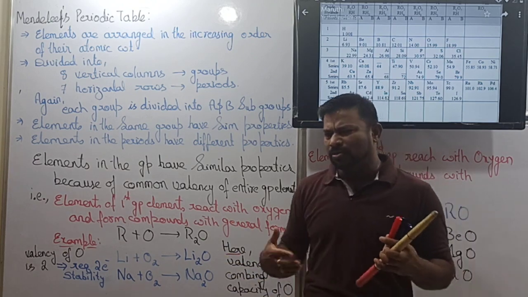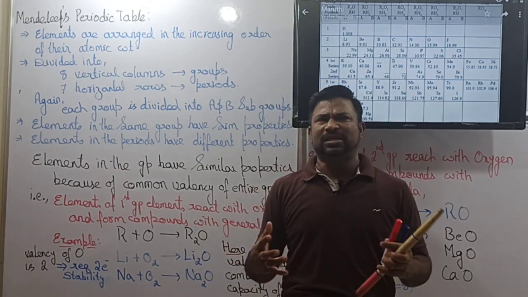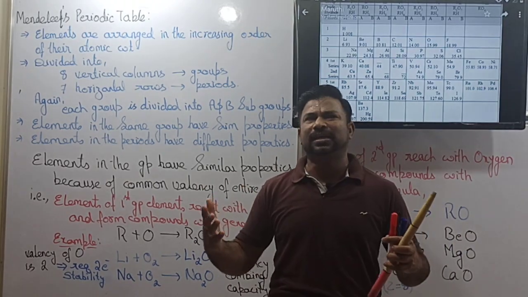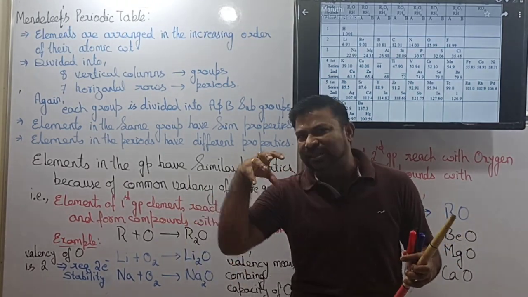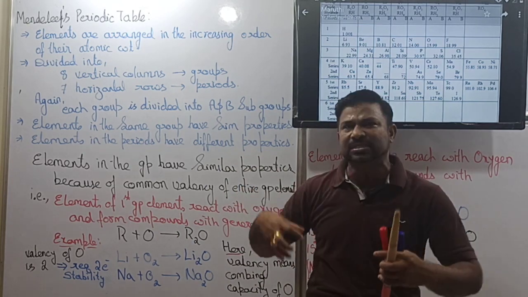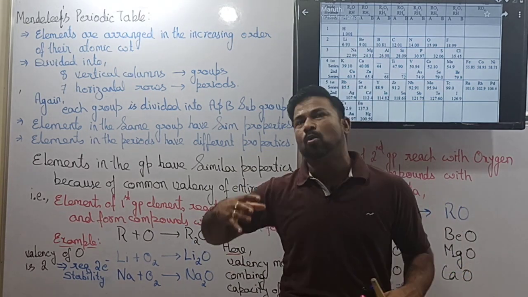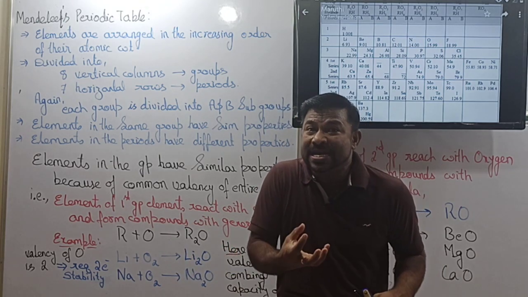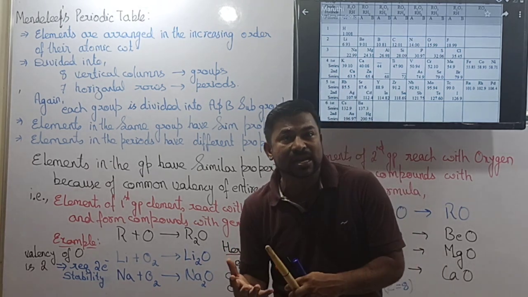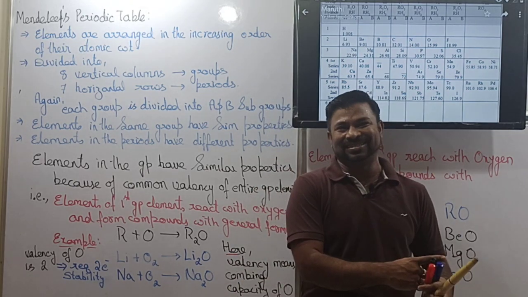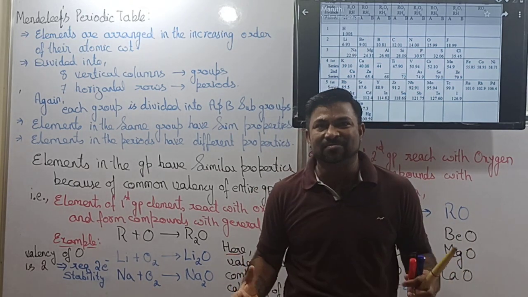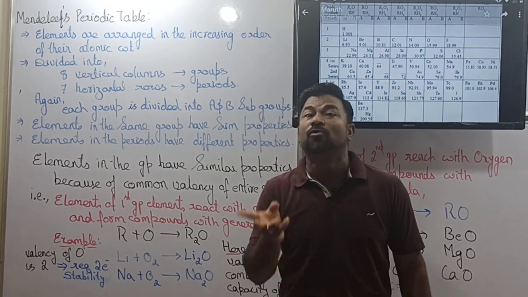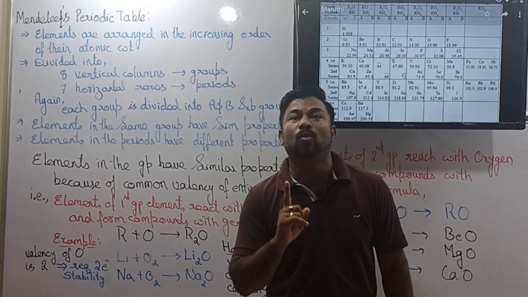Okay. Now, you may get a doubt. What is this valency? Valency can be taken in different ways. For the time being, especially in this concept, what Mendeleev said is that the combining capacity of any element with oxygen is nothing but valency.